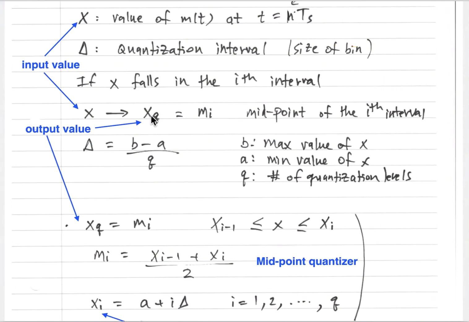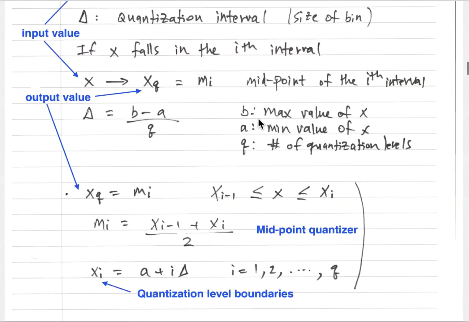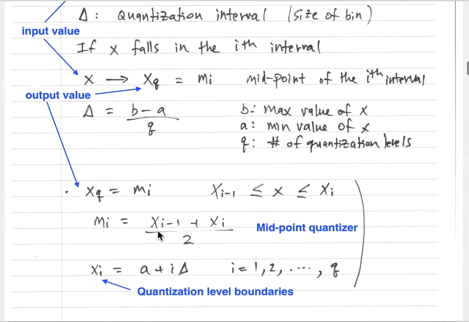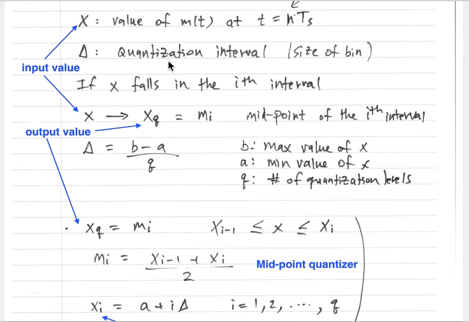XQ is the quantized value. Delta is the size of the bin, the quantization interval. For the midpoint quantizer, if X falls in the ith interval, I replace X by XQ, and XQ is the midpoint of the ith interval. The midpoint of the ith interval is just (X_{i-1} + X_i) divided by 2. Now, I'm going to assume uniform quantizers. Uniform quantizer means all the bin sizes are the same.